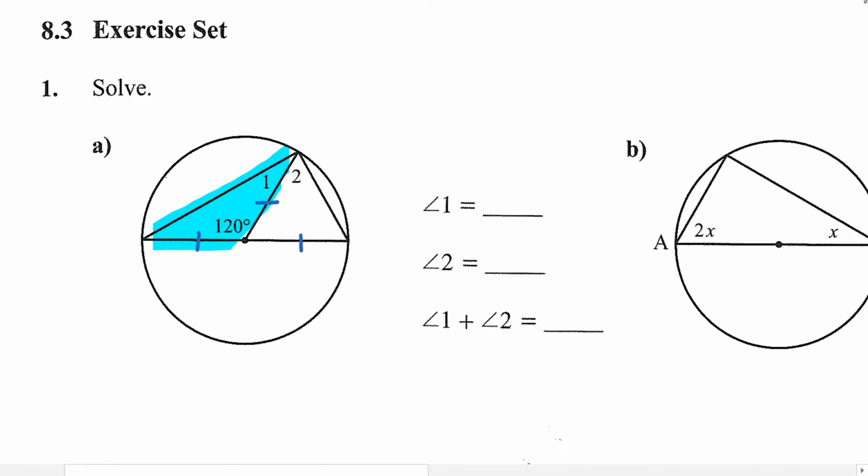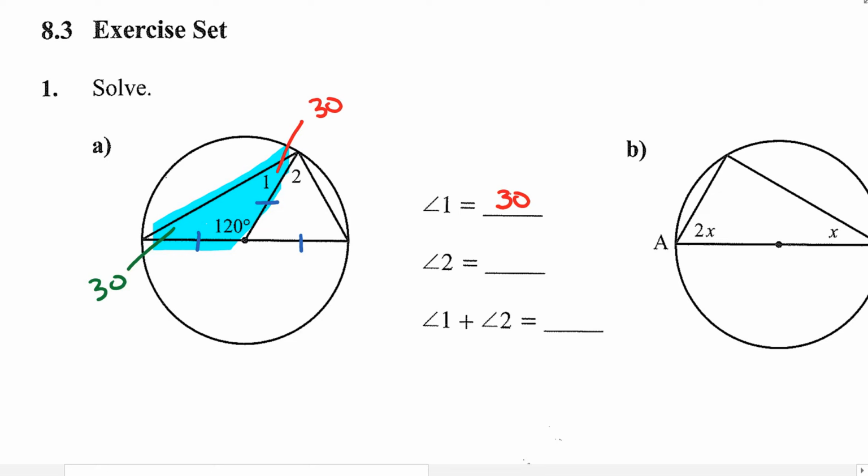And then from there, you can find angle number 1 by taking 180 degrees and subtracting 120 from that, which gives you 60, and then divide that by 2, which gives you 30 degrees. So the corner angles will be 30 degrees. So this angle number 1 is going to be 30 degrees.